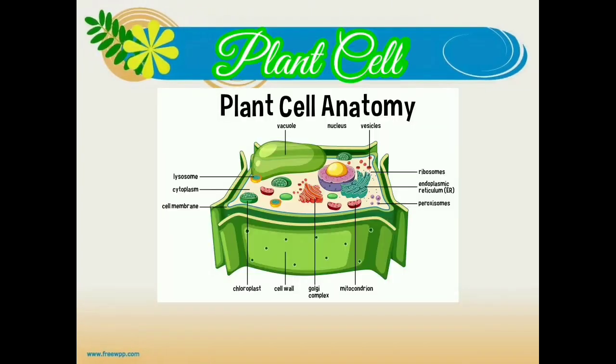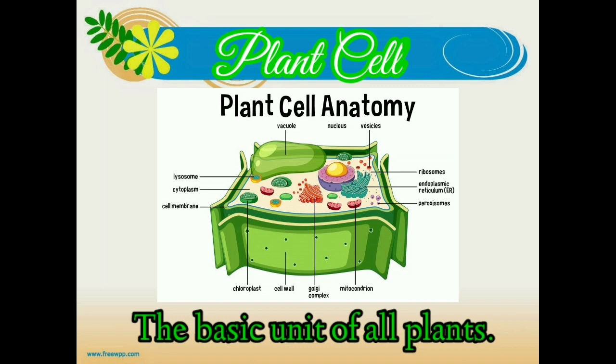The plant cell is the basic unit of all plants. It is also eukaryotic, just like the animal cell, because it has a membrane-bound nucleus and organelles. The plant cell can be distinguished from most other cells because of the presence of chloroplast.